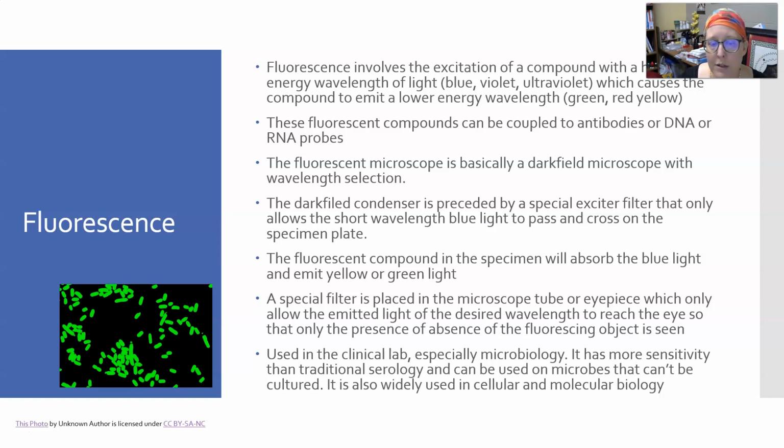And so you have to put another special filter on the microscope, on the tube or the eyepiece, and it only allows the emitted light of that desired wavelength to reach the eye to be seen. So it only allows green or only allows the yellow to be seen. And so you don't see the blue light that's being shone through onto the sample. And so basically you're going to look through the microscope and you'll either detect fluorescence, as seen here, or none at all. It'll be just dark.